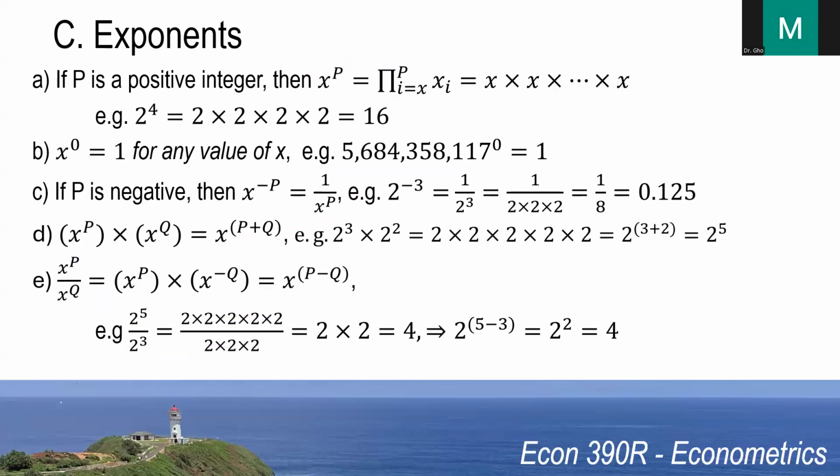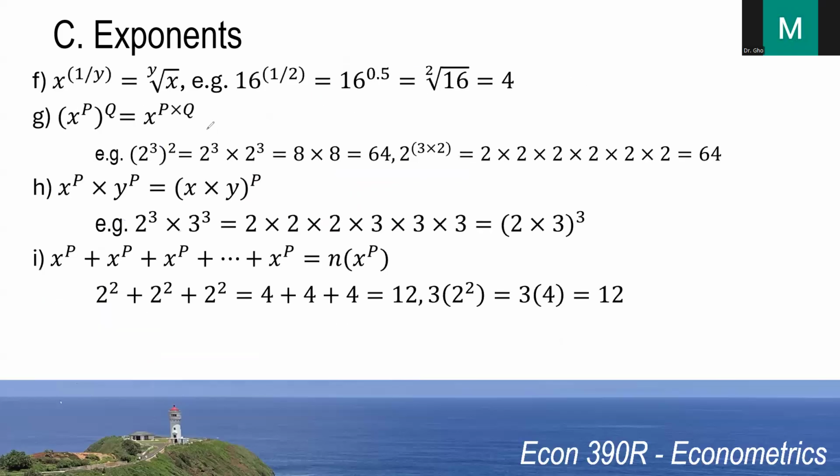Those are the first set of rules. Let's go over a couple more. If you have x raised to 1 divided by the y power, that's this thing right here. So for example, 16 to the 1/2 is the square root of 16, which is going to be 4. If you had 16 to the 1/4, the fourth root of 16, then the value is going to be 2, because 2 to the fourth is 16. Whatever number you have in the denominator is the root you take.